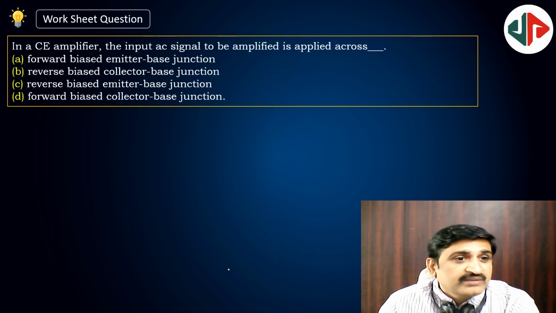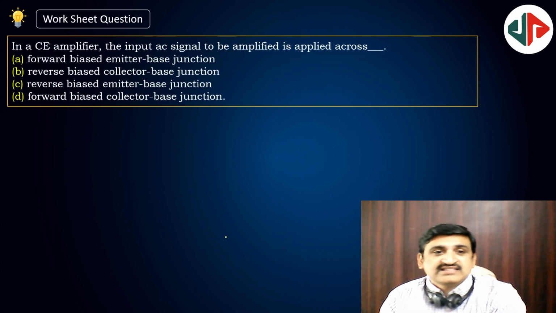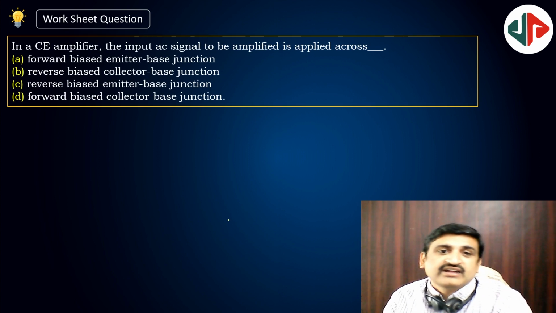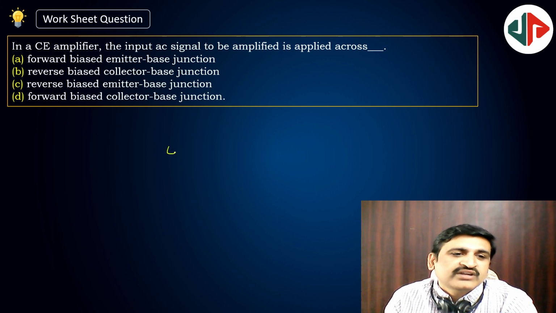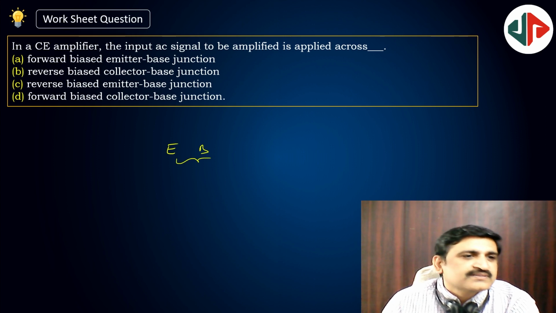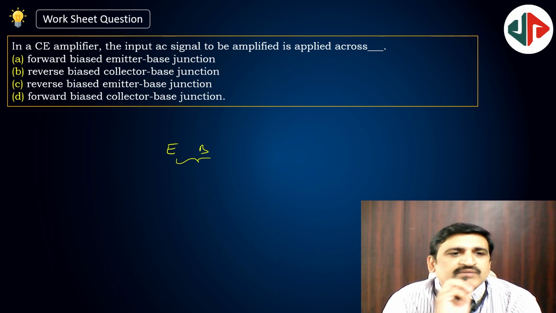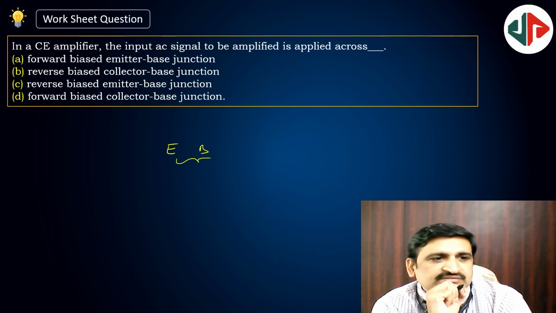In a common emitter amplifier, the input AC signal to be amplified is applied across which terminals? In a common emitter amplifier, the input is the emitter as well as the base. These two are input terminals. Forward biased emitter base junction.